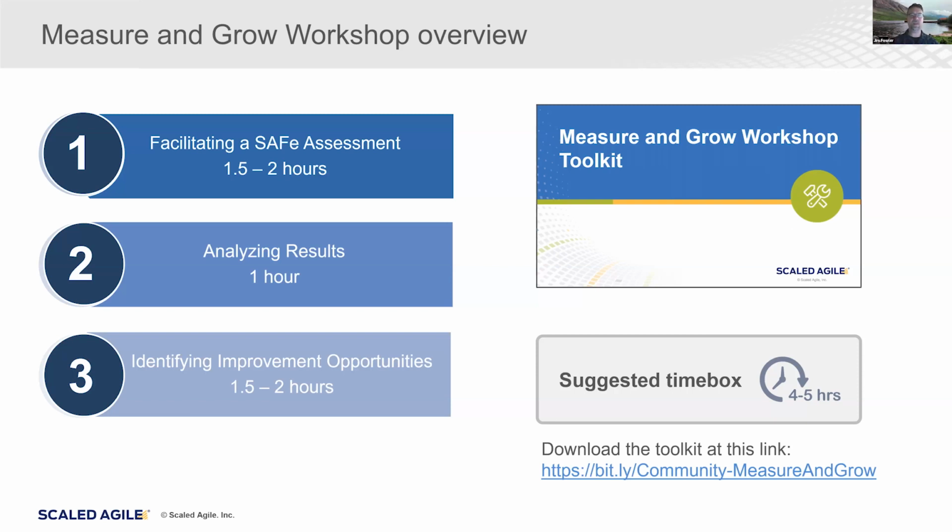Then once we've executed that assessment, we take about an hour to analyze the results and see what the information is telling us. What are we going to do with this information? And what does it mean for us? What does that look like? And then finally, the third part is actually identifying those improvement options, creating what we call growth recommendations, and then putting those in our backlog for execution.